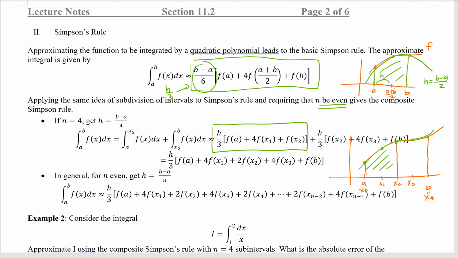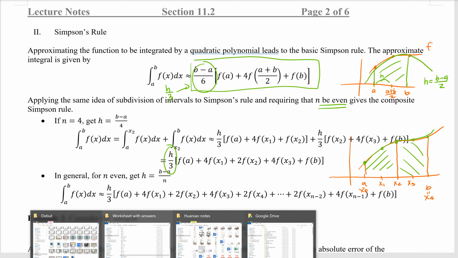And now the formula for the area under this quadratic polynomial is h over 3 times f of a plus 4 times f of x1 plus f of x2. Okay? And then the second one, we have h over 3 times f of x2 plus 4 times f of x3 plus f of b. Okay, we can factor out h over 3, and then you can see what happened here.